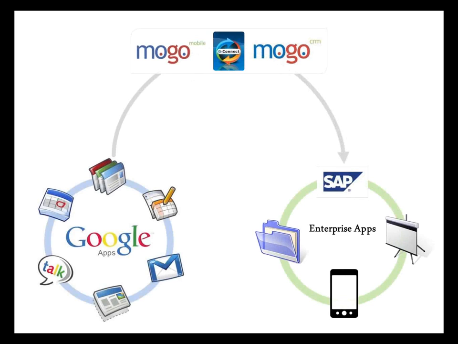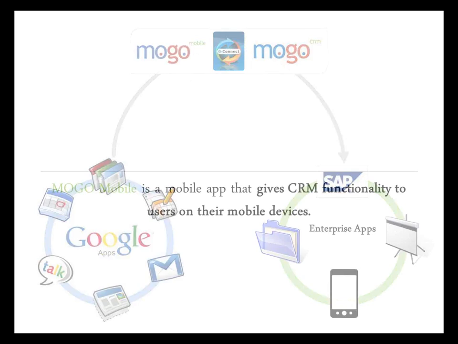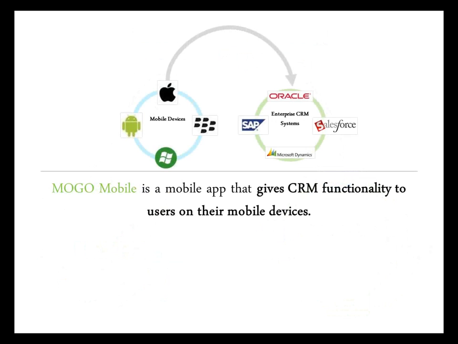So along with G-Connect, over the past couple of years, we also released a mobile app, as you can tell by the name, called MoGo Mobile, and a CRM app called MoGo CRM. I'm going to touch on both of these really quickly. Their highlights, though, are kind of this bridge that each of them draw between Google Apps and SAP.